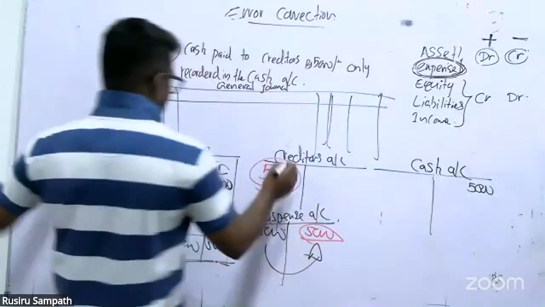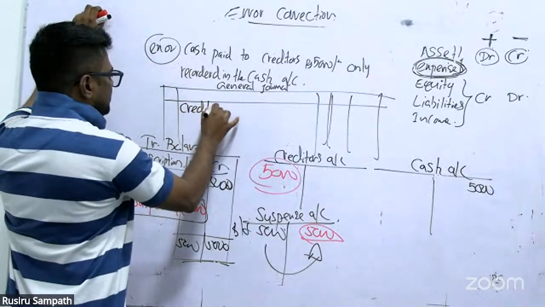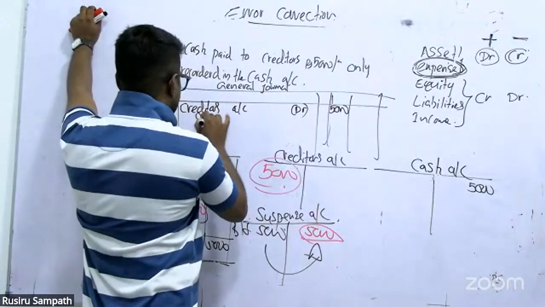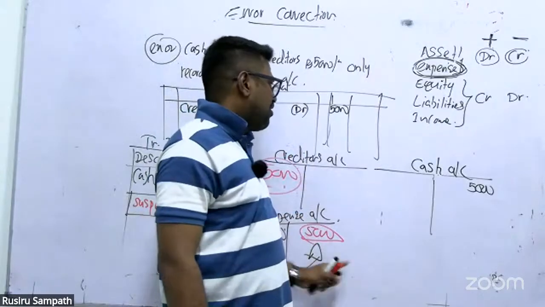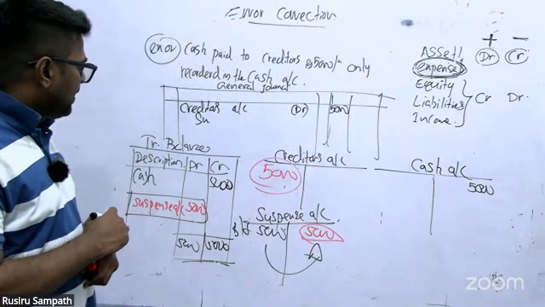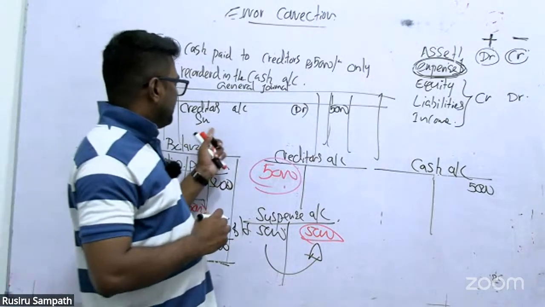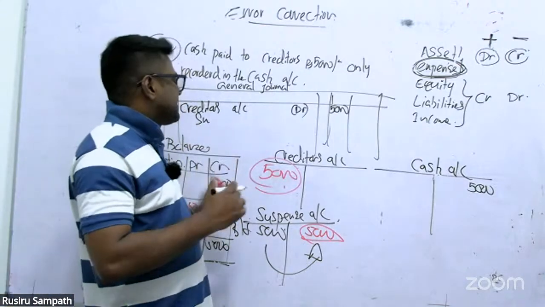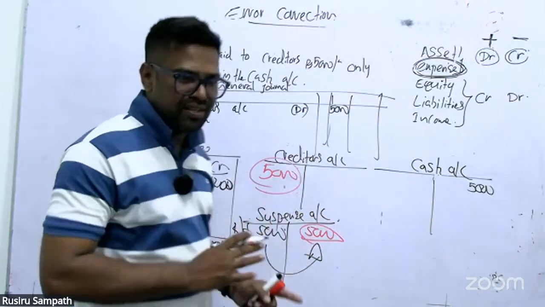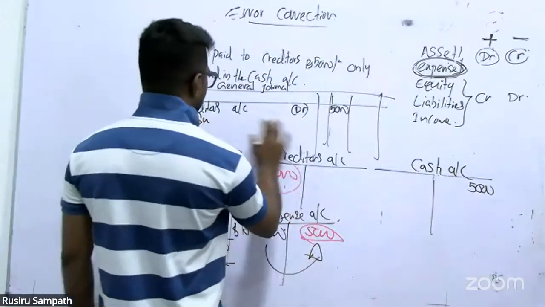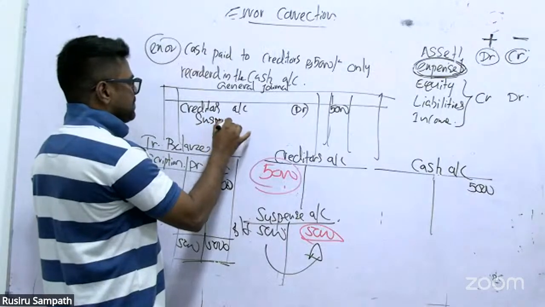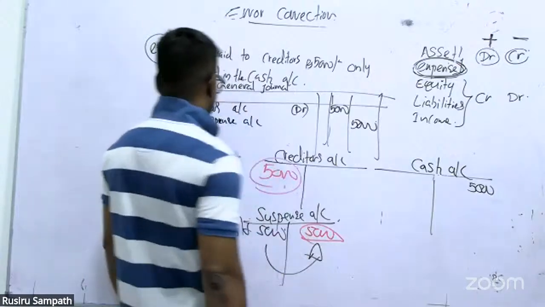Now write here: creditors account debit 5,000, and suspense account credit 5,000. Keep in mind that ledger accounts are not required for error corrections in the examinations, only the general journal. Those are workings, not required for the examinations. Now write the narration.